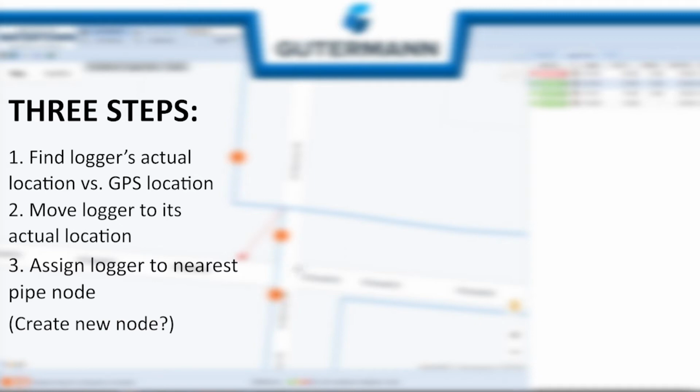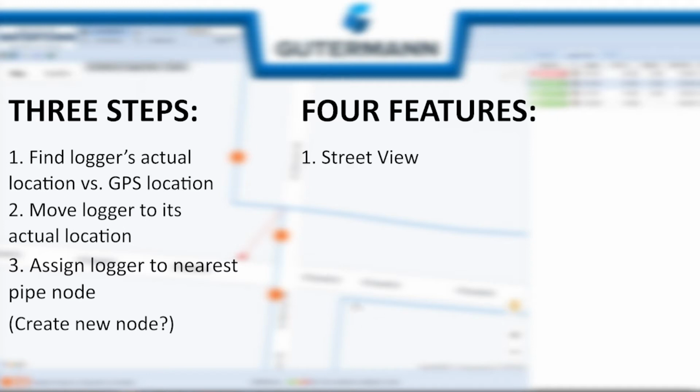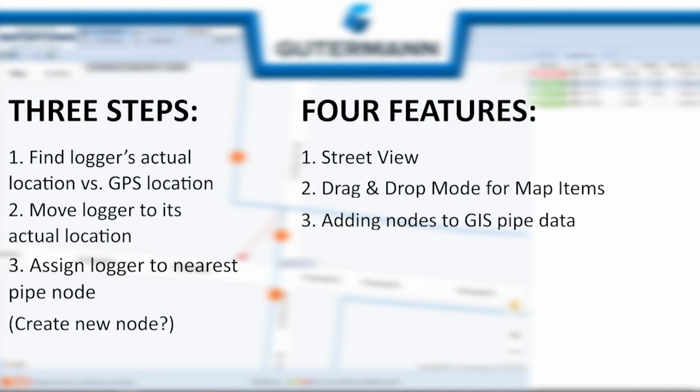Now, to go through these 3 steps effectively, there are 4 key features of ZoneScanNet you need to be familiar with. Number 1 is ZoneScan.net Street View. Number 2 is drag and drop mode for map items. Number 3 is adding nodes to a length of pipe. And 4 is assigning loggers to pipe nodes.